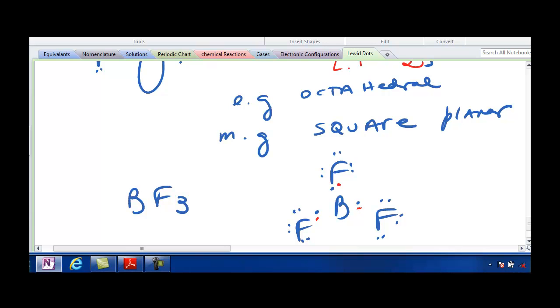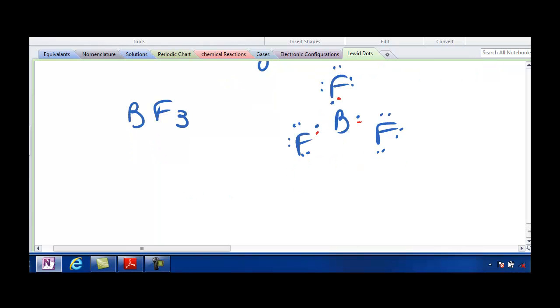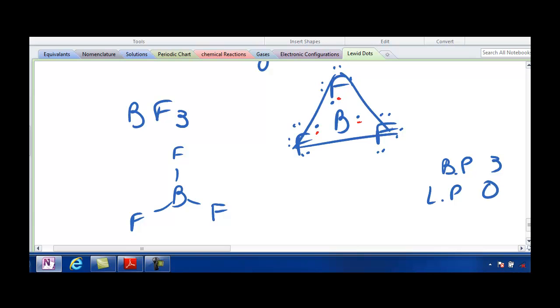Does this structure obey the octet rule? Nope. And remember that, because some structures have too many, but some structures have too few. And fluorines do not double bond. They don't do that. So I have a boron, 3 fluorines. We clean it up, draw the bonds. How many bonding pairs do I have? How many lone pairs do I have? 0. It's around the central atom. These are not lone pairs. Are we okay? So what do I have here? Trigonal planar. I have a little triangle.